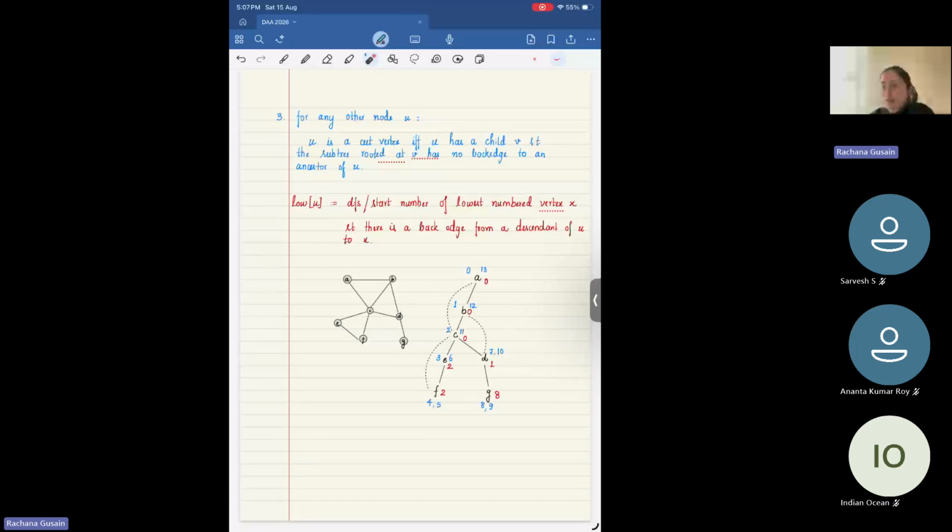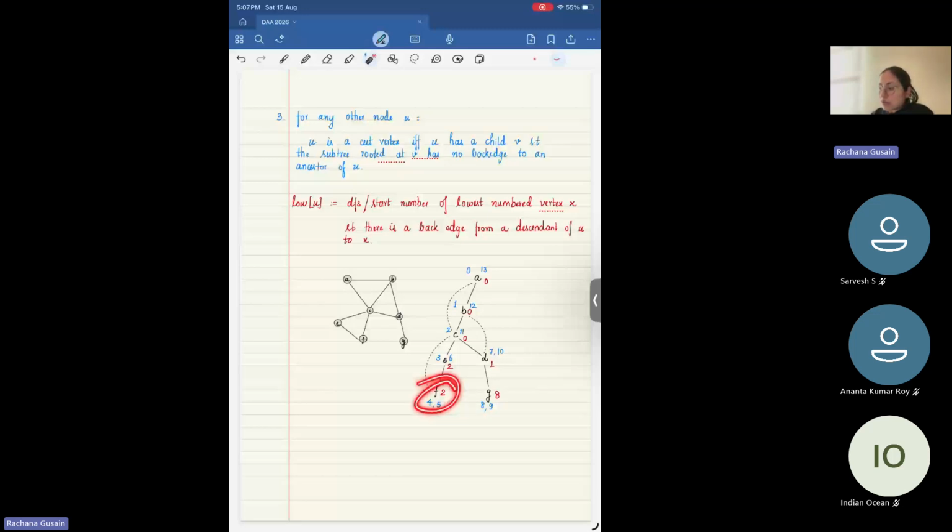So the final low values for nodes will be computed in a bottom-up fashion. In the DFS, you start from the root node. Once you reach a leaf node, you are done with that, right? So when you are done with that node, that means you have already computed its low.